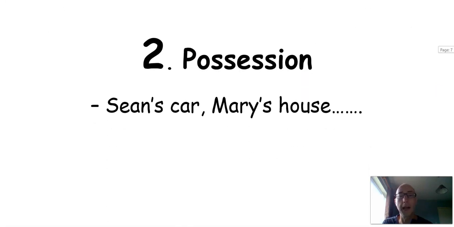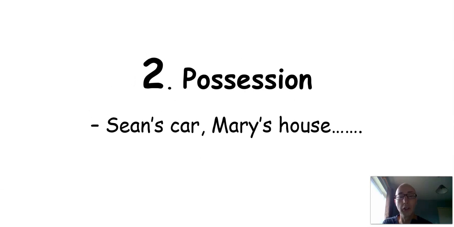So today we're going to look at the second situation in which we use apostrophes, and that is possession. So, the examples we have here: Sean's car, Mary's house. Possession means that something belongs to somebody or some other thing. Usually it's a person.